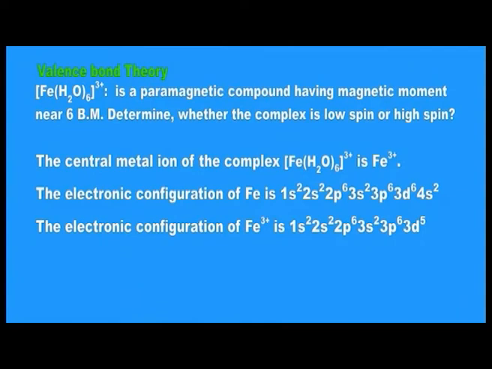The possible hybridization for coordination number 6 is d2sp3 or sp3d2, producing a low spin or high spin complex. Let's begin our study by taking some examples. Fe(H2O)6 3+ is a paramagnetic compound having magnetic moment near 6 Bohr magneton. Determine whether the complex is low spin or high spin.